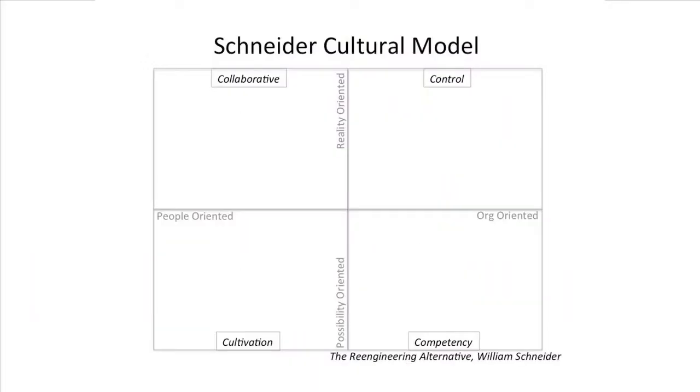Another one is a really good model William Schneider created, where we look at things on an axis of being organizationally centric, where we care mostly about the organization, to being people-centric, where we care more about the people and how we do our work and how we work together. We also have another axis where I want to be reality-oriented, grounded in how I'm approaching things based on reality, or I might want to be possibility-oriented, where I want to go.